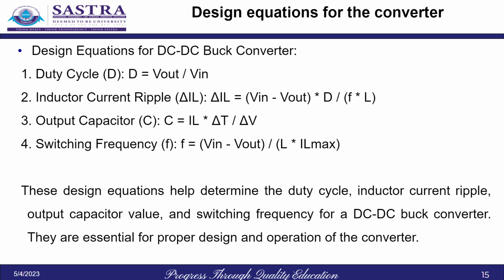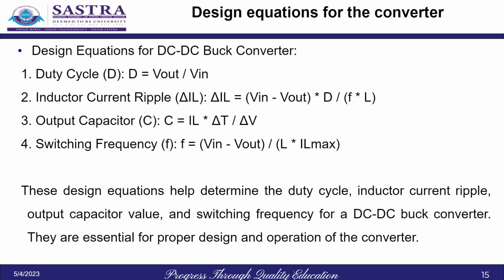Moving to the next equation, which is the inductor current ripple. The inductor current ripple can be calculated as input voltage minus output voltage, into the duty cycle, divided by frequency into the inductance of the system. And the third equation is the output capacitor, which calculates the capacitance of the capacitor, which is equal to input current ripple into the difference in the time period divided by difference in the voltage.